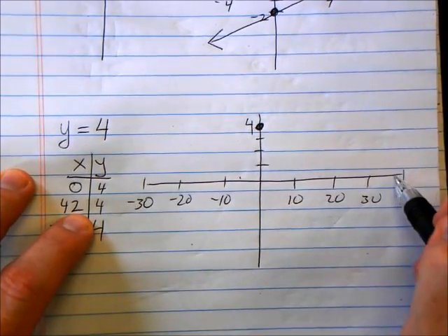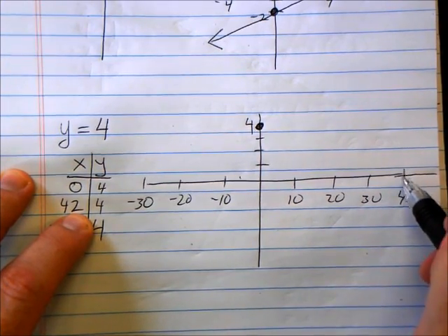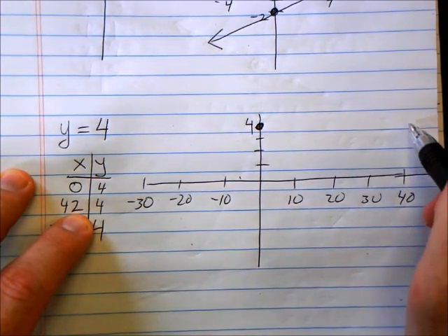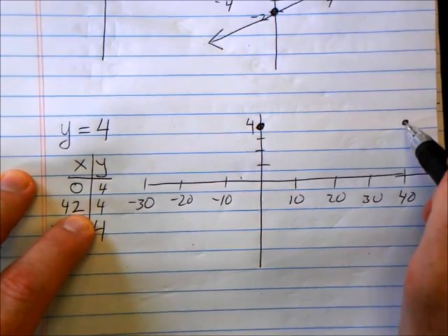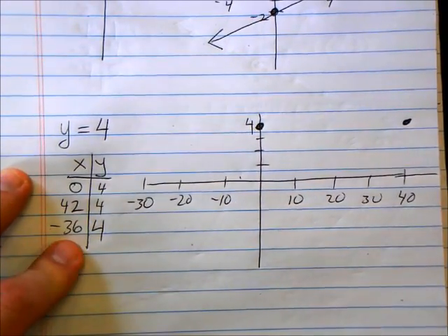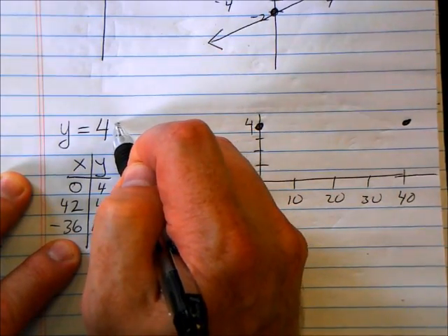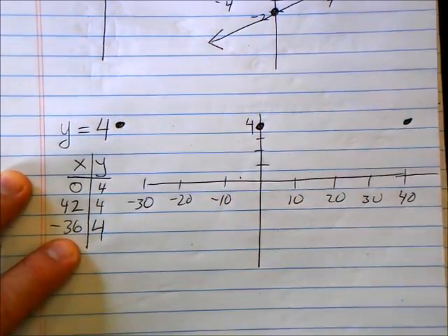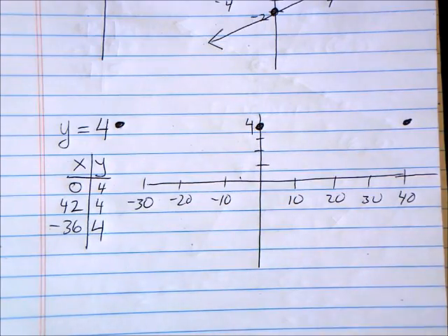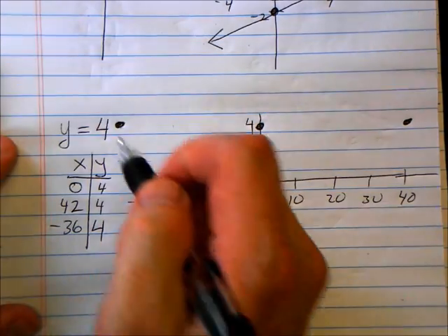42, 4. Well, I don't know exactly where that is, but I know 40 is here. 42 would be a little bit bigger. 42, 4 would be right around there. And the same with negative 36, 4. Negative 30 is there, so negative 36 would be right about there. And 4 is there. So what kind of line do we have when we connect the dots? Horizontal. We definitely get horizontal.